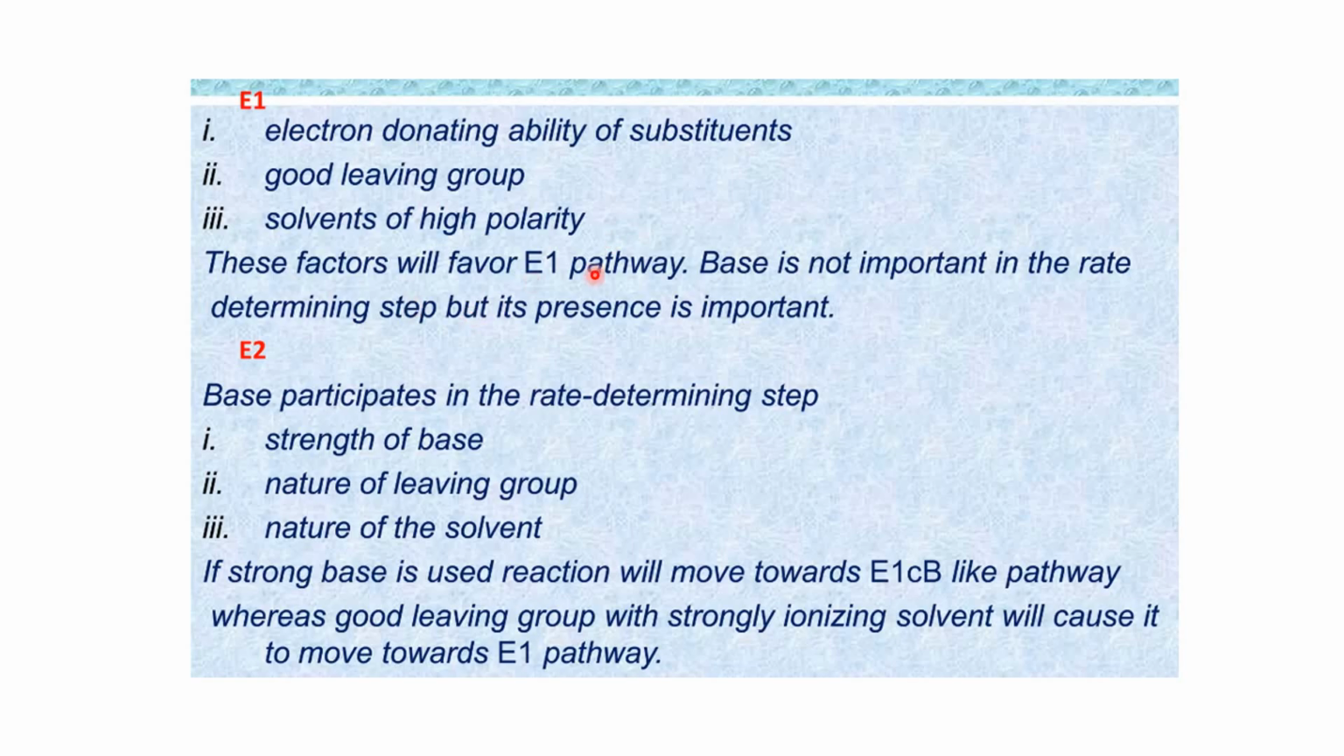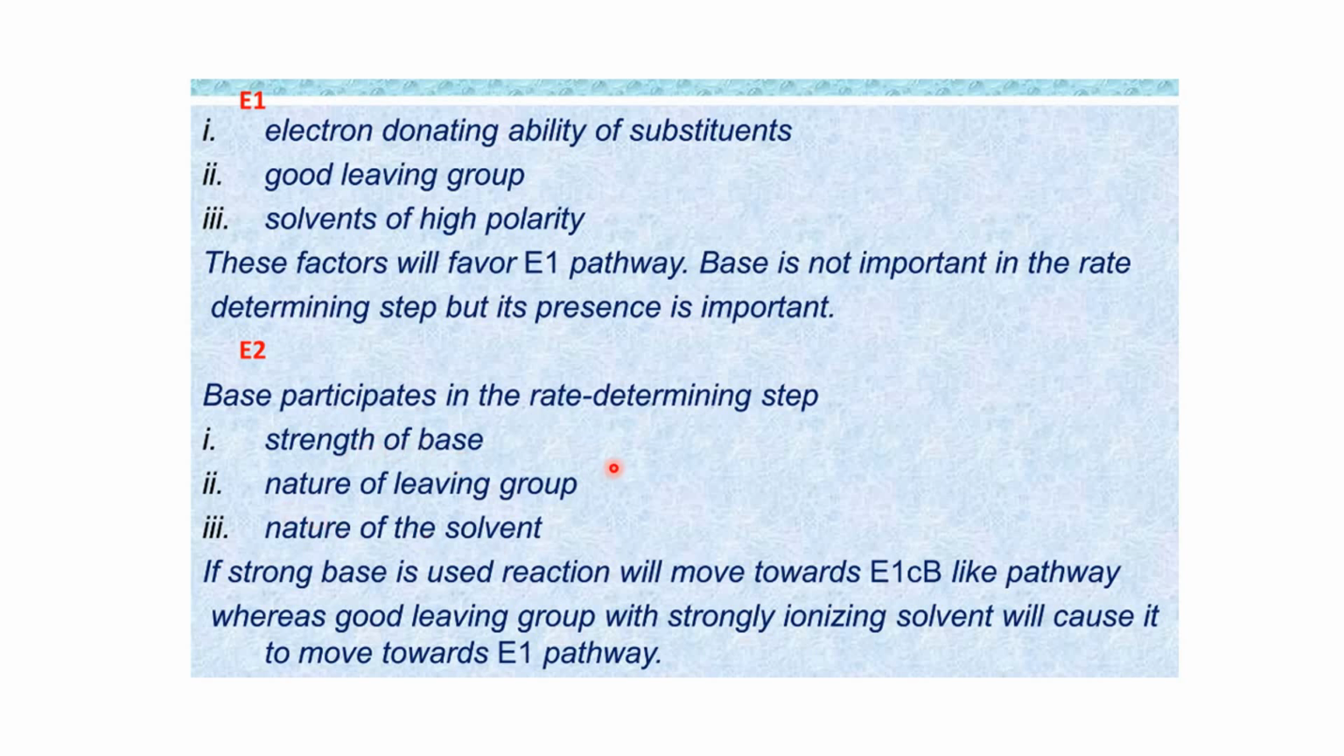And these factors favor the E1 pathway. The base or nucleophile is not important in the rate determining step of E1, like SN1. Now, the strength of the base is important for the E2 mechanism, because in E2 you need a strong base. It has to push this leaving group. It attacks the substrate and pushes the leaving group to go away. Therefore, it needs a strong base.